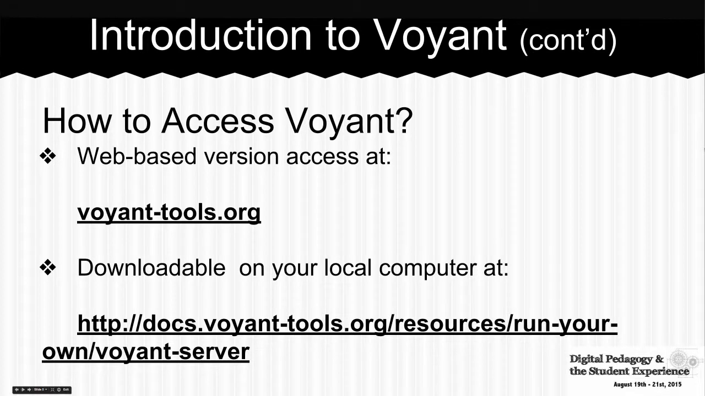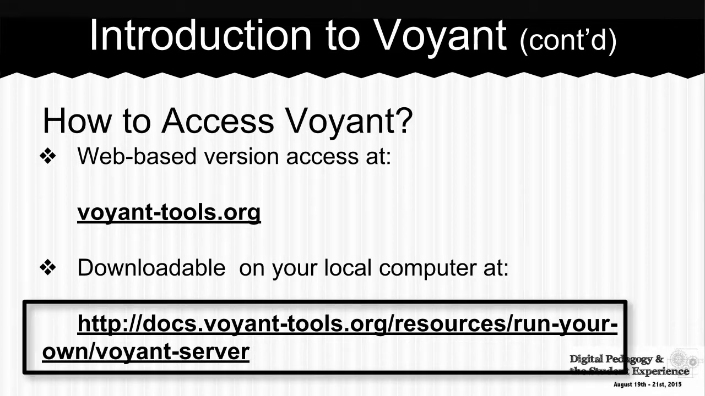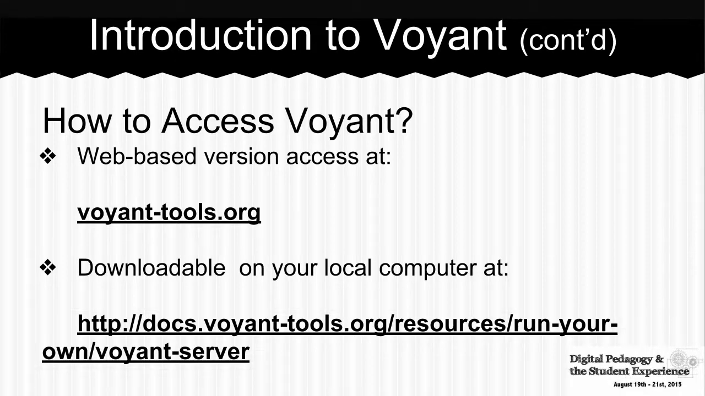So how would you access Voyant? There's a web-based version. You just need to have an internet connection and a web browser. You can either Google Voyant or just enter the Voyant URL, voyant-tools.org. You can also download the Voyant server onto your local computer. For more instructions, visit the link provided below. This workshop will focus on the web-based version.